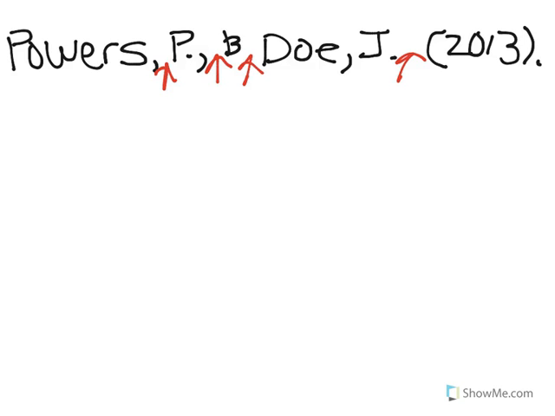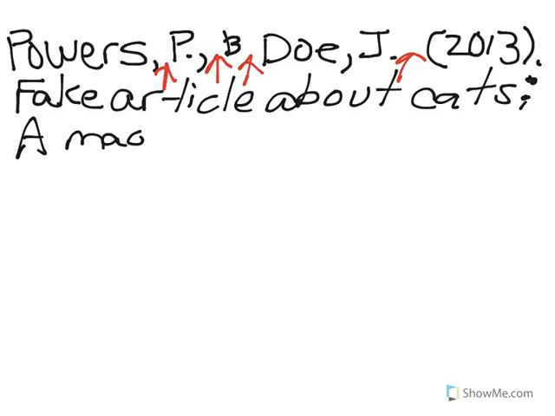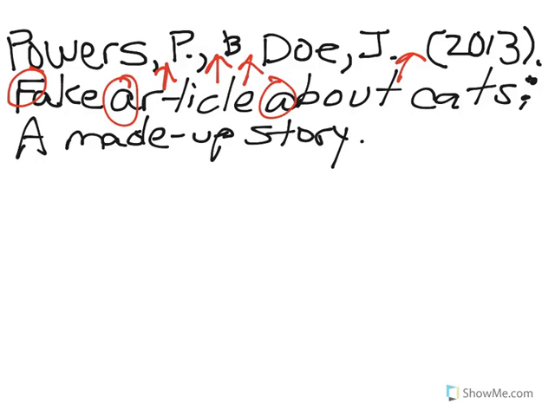Your next thing will be the name of the article that you read. So let's say that the name of the article is Fake article about cats: A made up story. Okay, you're going to notice here that the first letter of the article name is capitalized, whereas the other letters are not. See these letters? They're not.